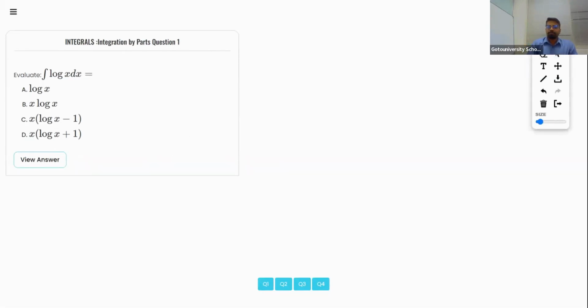Integral of log x. So far we did not come across this simple question, integral of log x, because we did not have a technique. Now we have understood the technique. So integral of log x can be solved by integration by parts.